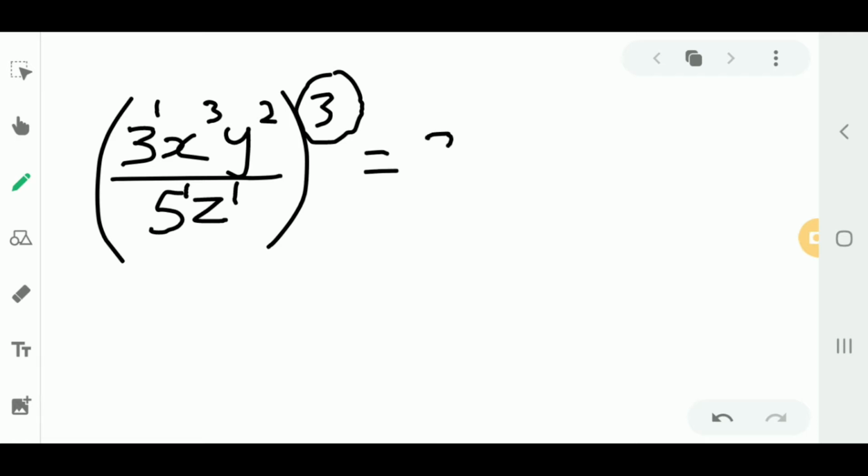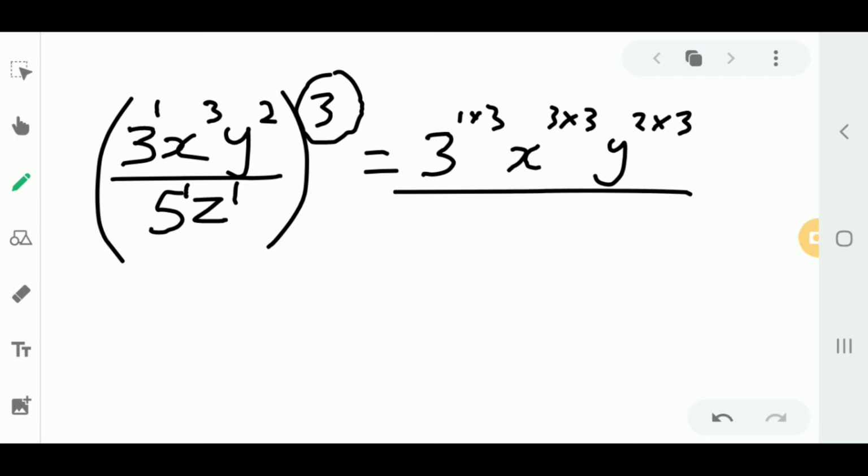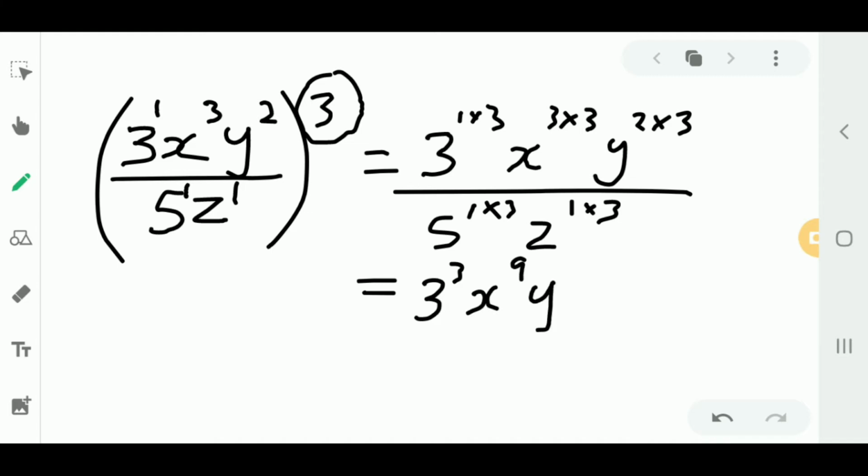So what you're saying is 3 to the 1 times 3, x to the 3 times 3, y to the 2 times 3, all over 5 to the 1 times 3, and z to the 1 times 3. So now we're simplifying: 1 times 3, so it's 3 to the 3, x to the 3 times 3 is 9, y to the 2 times 3 is 6, 5 to the 1 times 3, 5 to the 3, and z to the 3 as well.